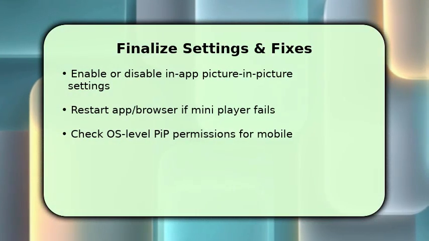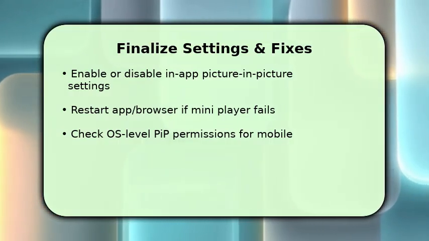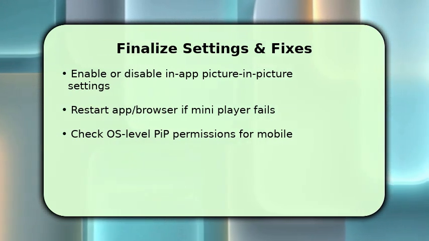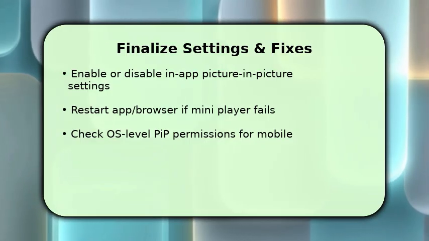To finish, check settings. On mobile, enable picture-in-picture or allow overlay permissions so the mini player stays visible. On desktop, confirm browser or YouTube settings permit picture-in-picture. Once done, test with another video to ensure persistence.